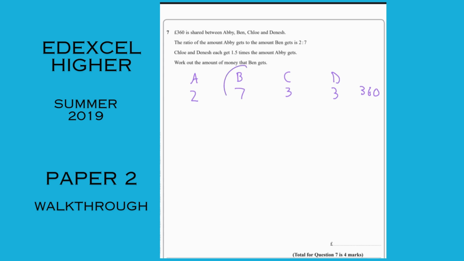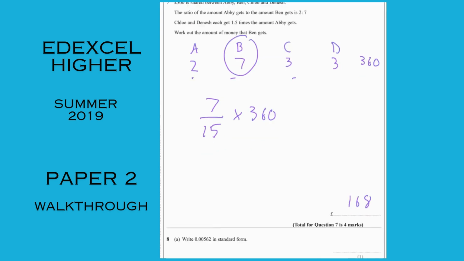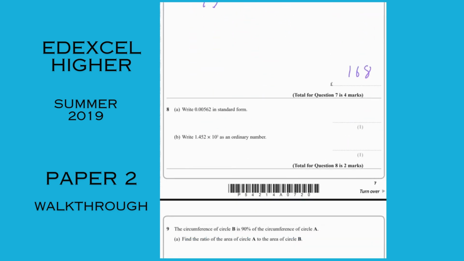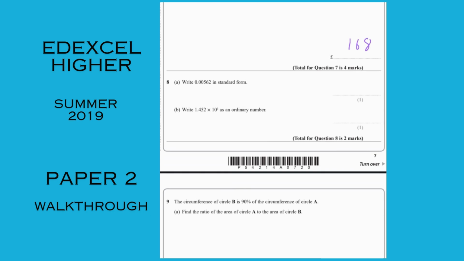So we're only interested in Ben's 7 out of, add them up. Ben gets 7/15 of the share of times 360. Grab your calcs, 168. No need to work out the others. Number 8, a little standard form.